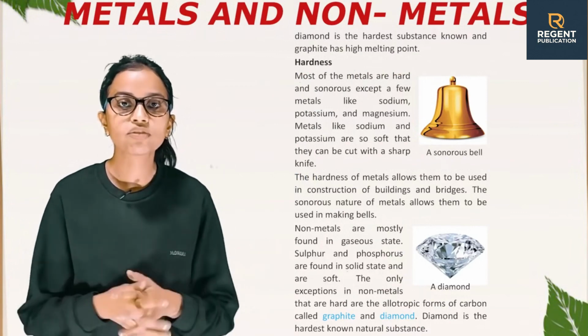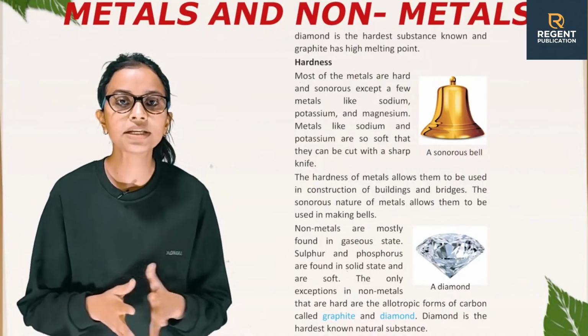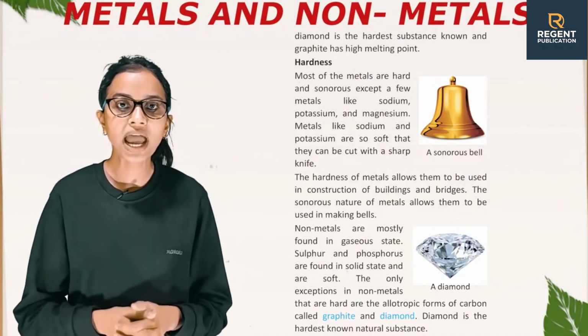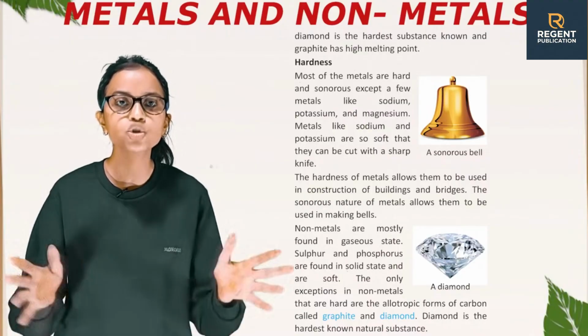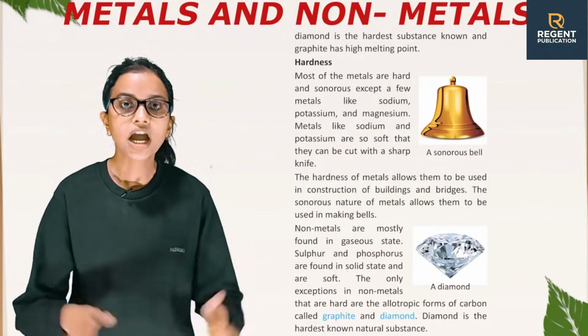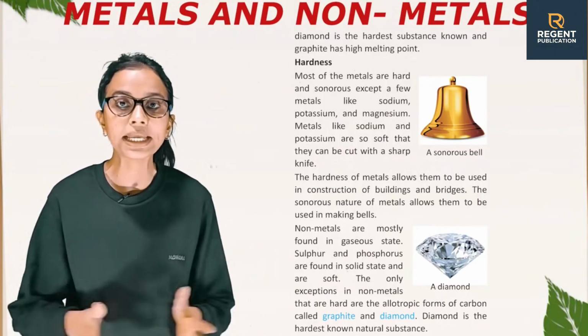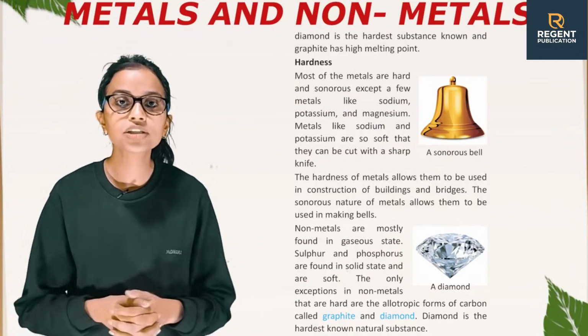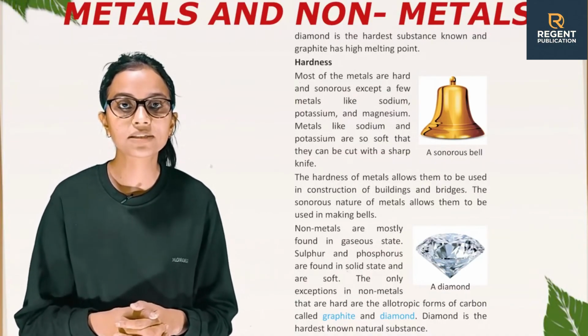Hardness. Most of the metals are hard and sonorous except a few metals like sodium, potassium and magnesium. Metals like sodium and potassium are so soft that they can be cut with a sharp knife. The hardness of metals allows them to be used in construction of buildings and bridges. The sonorous nature of metals allows them to be used in making bells.